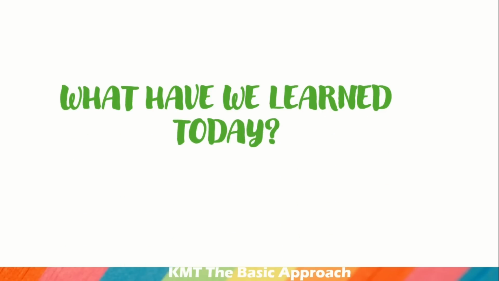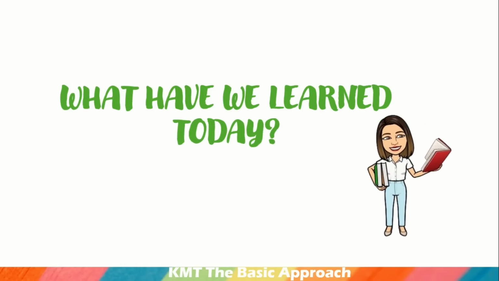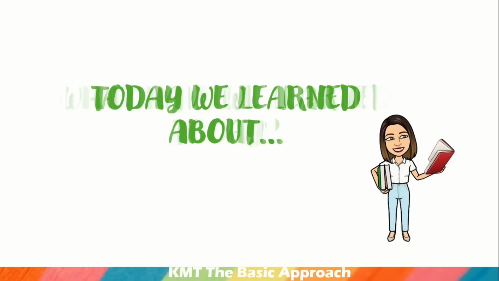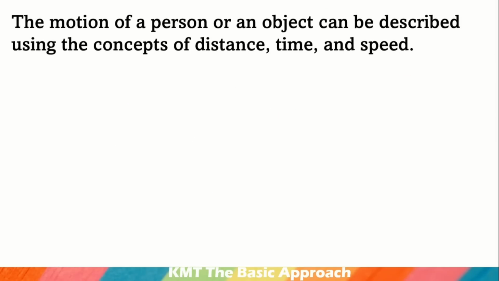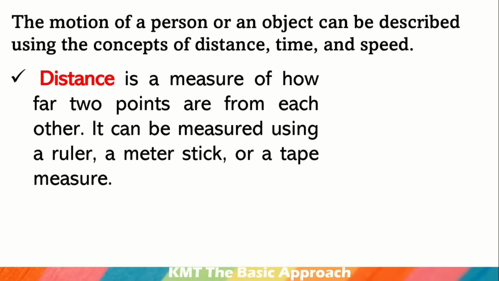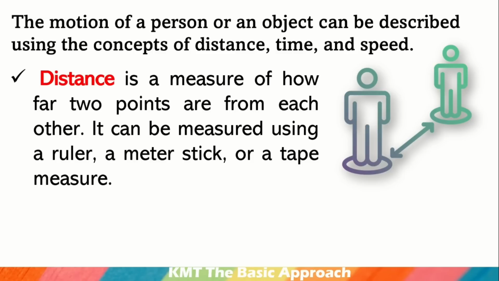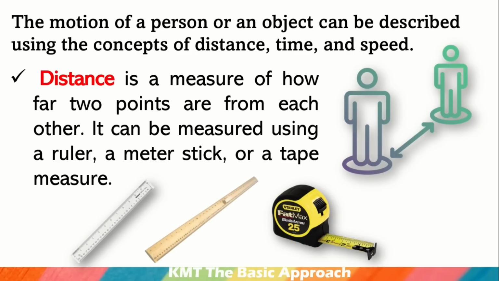What have we learned today? Today, we learned that the motion of a person or an object can be described using the concept of distance, time, and speed. Distance is a measure of how far 2 points are from each other. It can be measured using a ruler, a meter stick, or a tape measure.